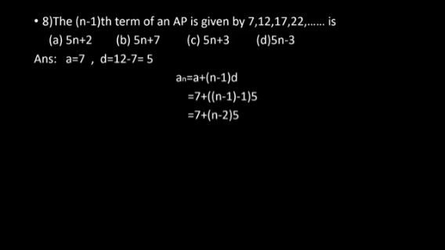Now we will multiply 5 inside the bracket. We get 7 plus 5 into n, which is 5n. 5 into 2 we get 10, and the minus is there, so we write it like that. Then minus 10 plus 7 we get minus 3, so the answer is 5n minus 3. Therefore the correct answer is option D, 5n minus 3.